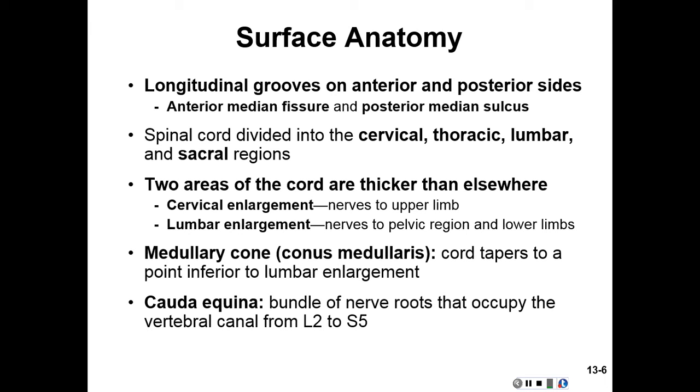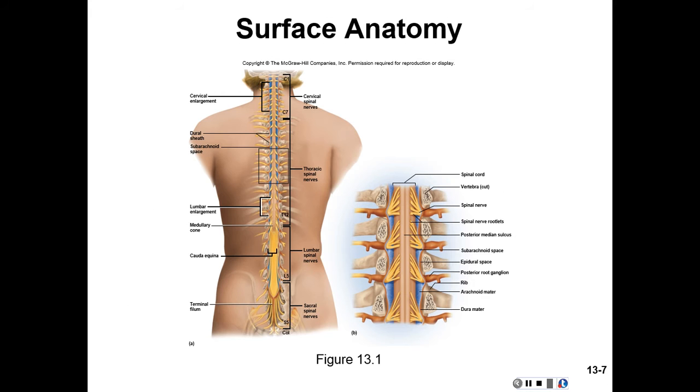The conus medullaris is the tapered end, and the cauda equina, or horsetail, are your nerve roots that branch down once you get past the second lumbar vertebra into the fifth sacral vertebra. All right, let's look at figure 13.1.